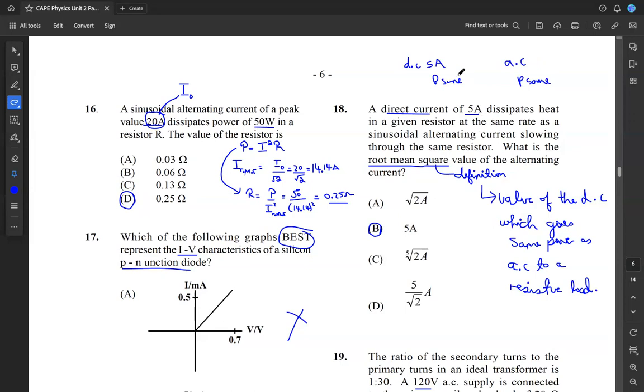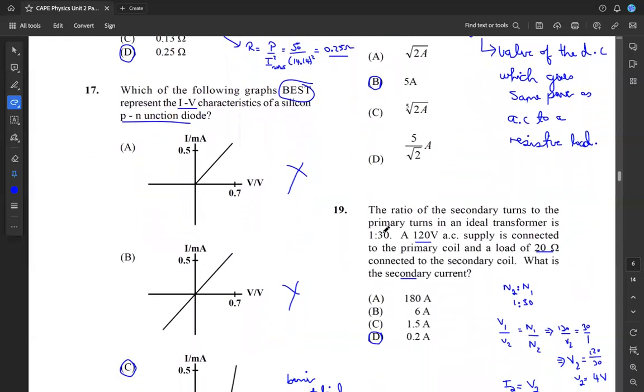So the current that gives us the same power is going to be the same for the AC as the DC. That's what this definition tells us. The value of the direct current which gives us the same power as the AC is what our RMS is. And so our RMS then will be 5 amps. So we look for 5 amps, that's B. So RMS is basically equivalent to your DC current in a nutshell. Your RMS for AC current is the same as your DC value, which is 5 amps in this case. That's how we end up with that, and that's correct.